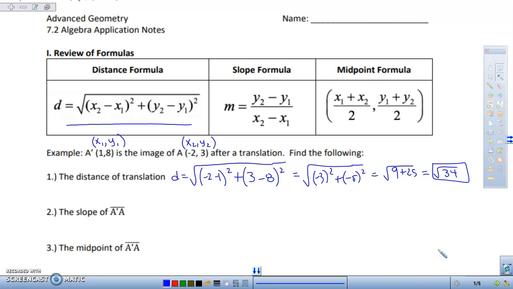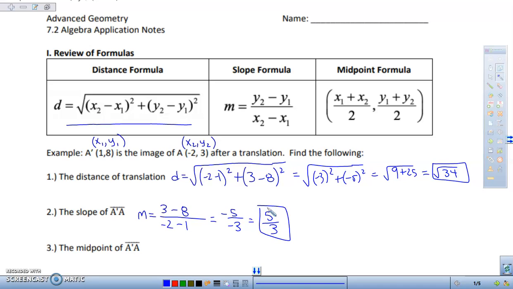Next, I want to know the slope of the line segment that goes from A prime to A. So to find slope, I'm just going to plug into my slope formula, which is y2 minus y1 on top, so 3 minus 8 on top, and then x2 minus x1 on bottom, which is -2 minus 1 on bottom. So 3 minus 8 is -5, and -2 minus 1 is -3, and as you know, a negative divided by a negative is a positive, so we get a slope of positive 5/3.